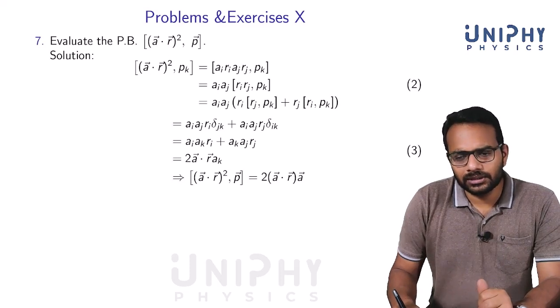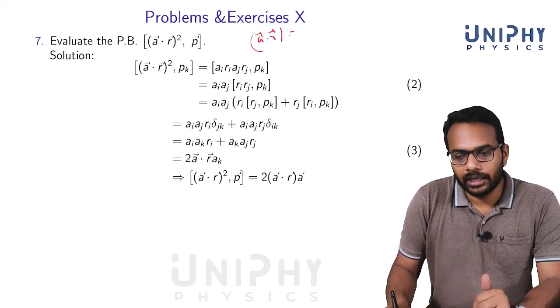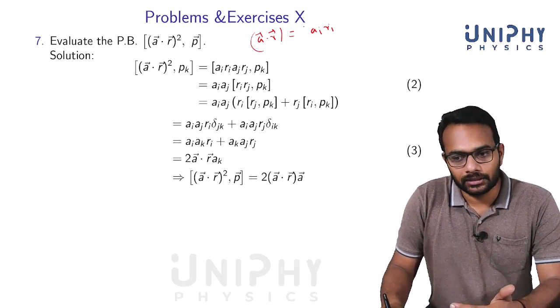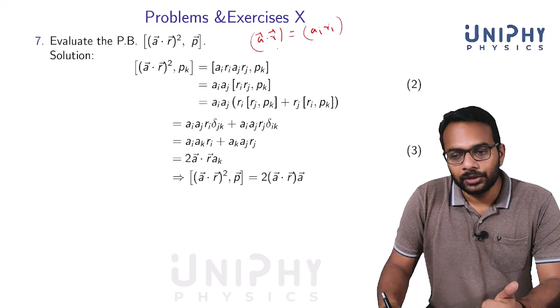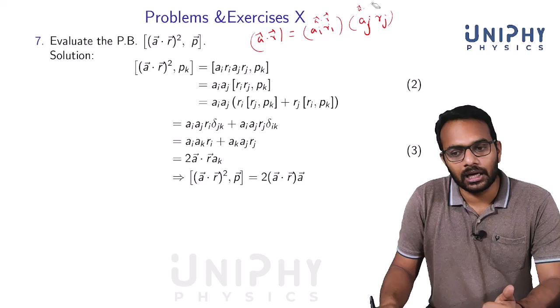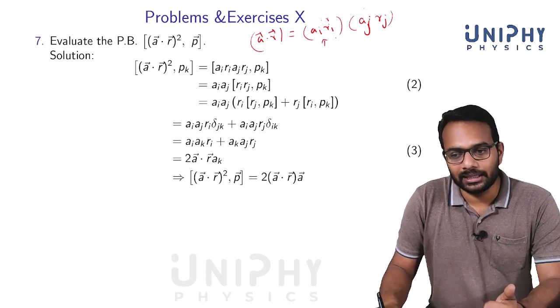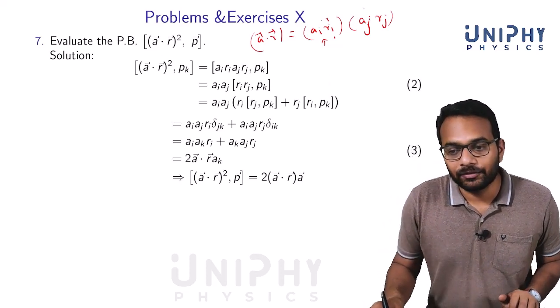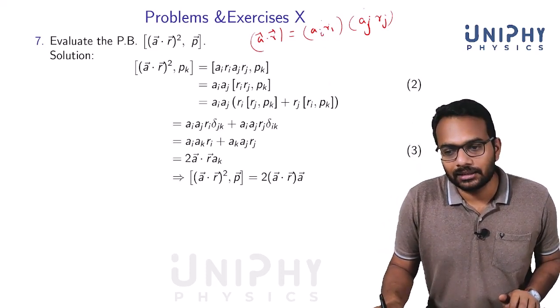The way I have done it here is like this. What is a dot r? a dot r is a_i r_i. What is a dot r squared? You take this sum and then multiply it: a_j r_j. Remember that both of these are a vector dot r vector. I've simply used a different dummy index, i here and j there. You shouldn't repeat the dummy index in different contexts. That would confuse things, and that's a mistake.